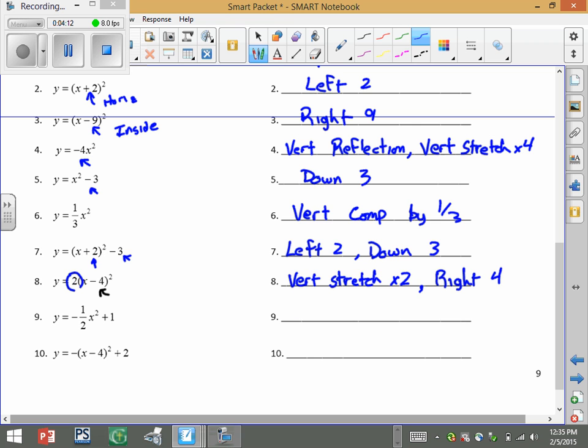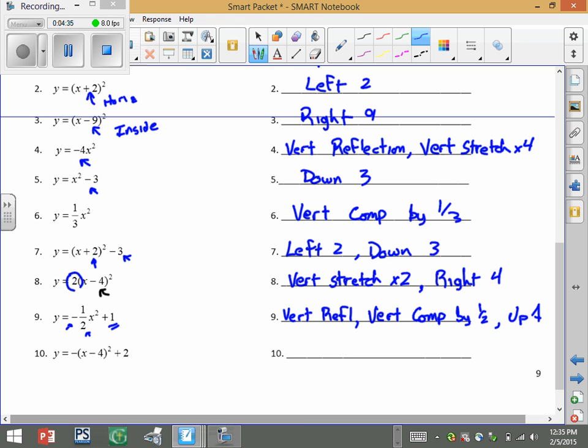Here we got a lot going on. We have a plus 1 here, we have a negative, and we have the 1/2. Follow the order. The first thing you want to do is reflect if it's there. There's a negative, so it's a vertical reflection, followed by that 1/2. That's a vertical compression by 1/2. And then finally, that plus 1 is outside, so we're going to move it up 1.